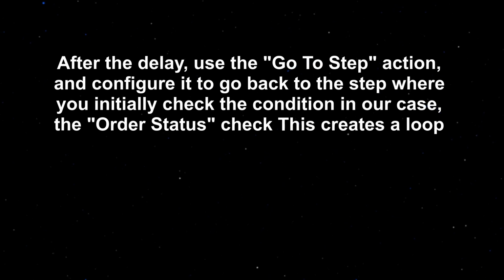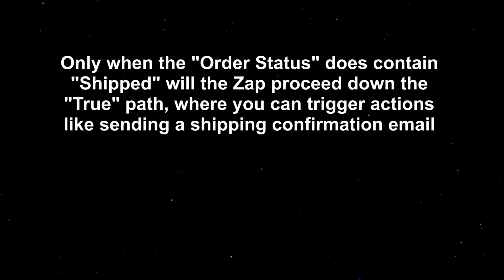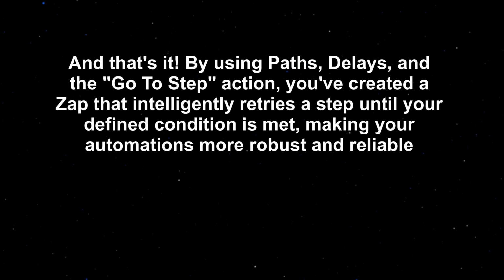This creates a loop. Only when the order status does contain shipped will the Zap proceed down the true path, where you can trigger actions like sending a shipping confirmation email. And that's it. By using paths, delays, and the go-to step action, you've created a Zap that intelligently retries a step until your defined condition is met, making your automations more robust and reliable.